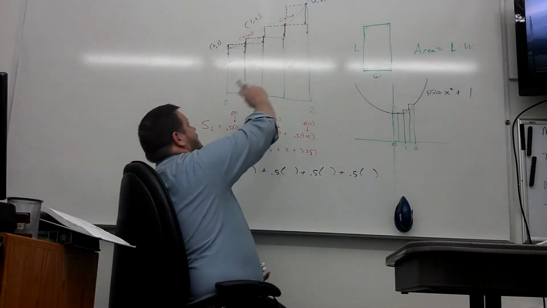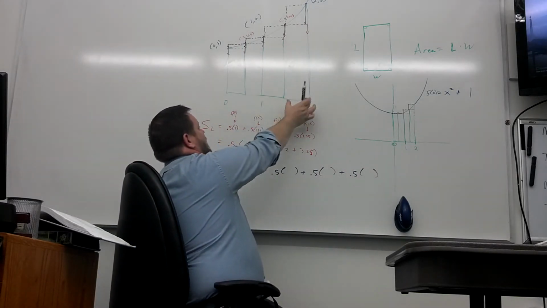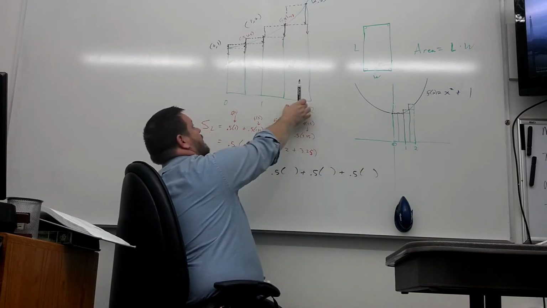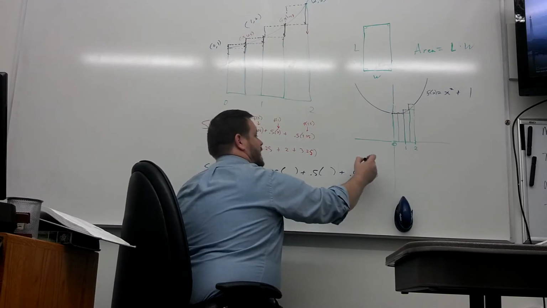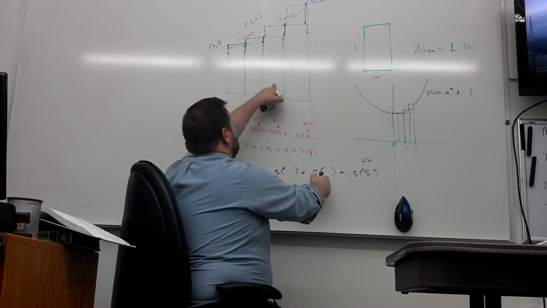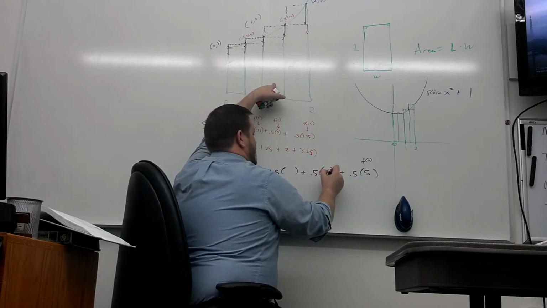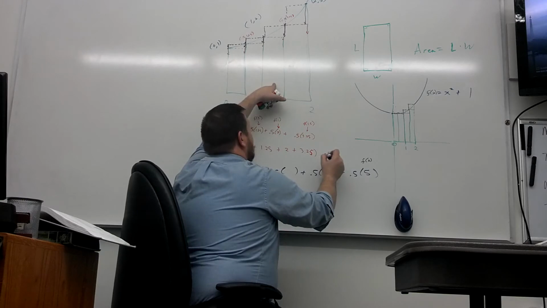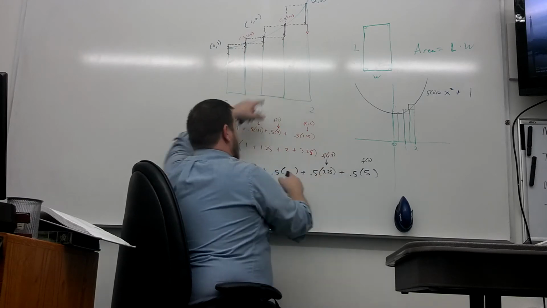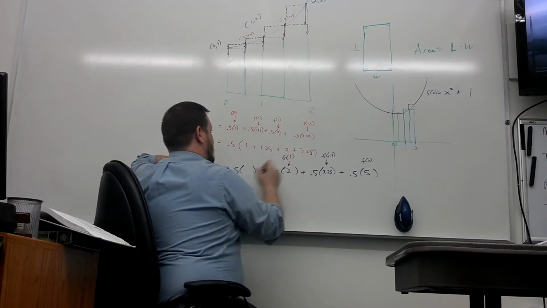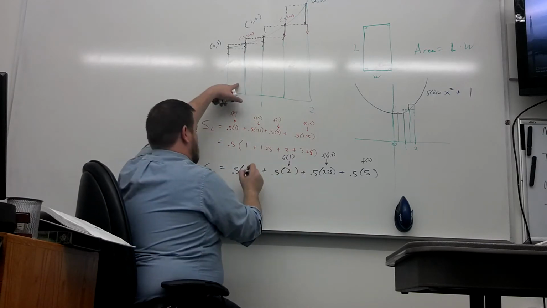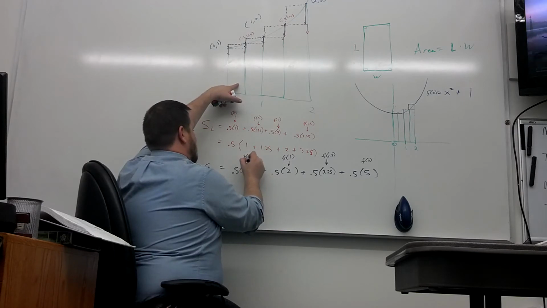All right, on the far right rectangle here, what's the height? 5, which we got by doing the f of 2. What's the height of this one here? 3.25, which we got by doing the f of 1.5. What's the height of this one? 2, which we got by doing f of 1. Height of this one, 1.25, which we got by doing the f of 0.5.